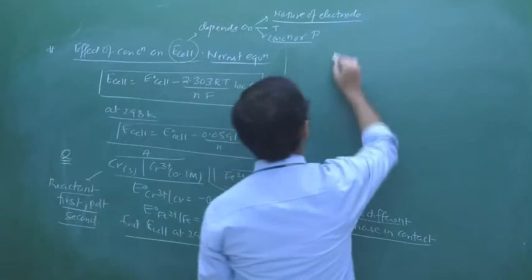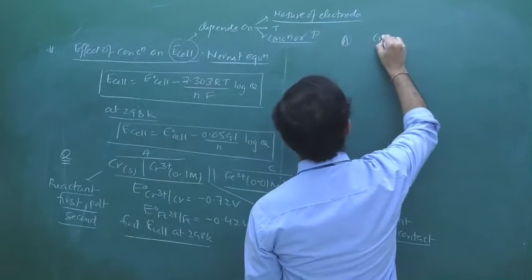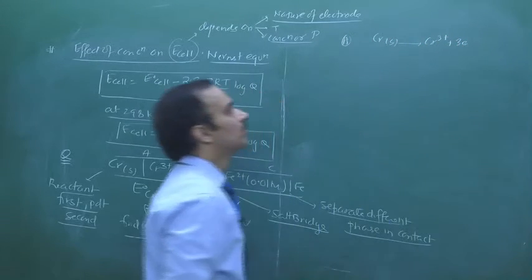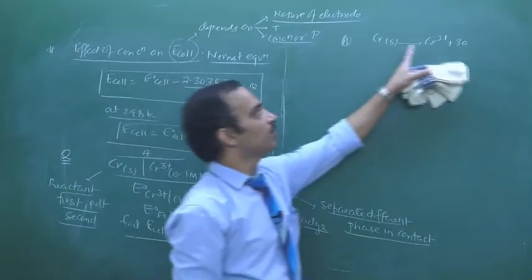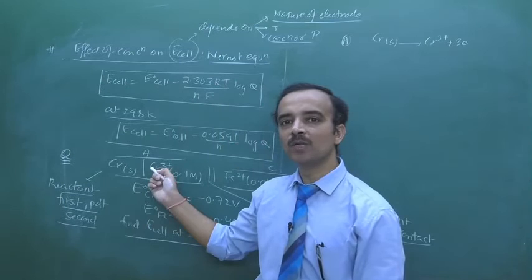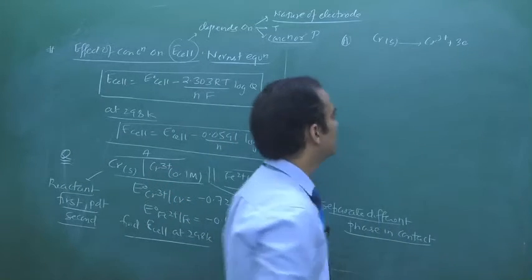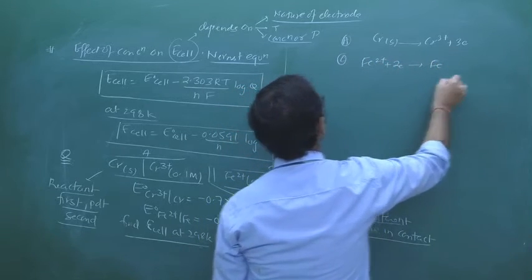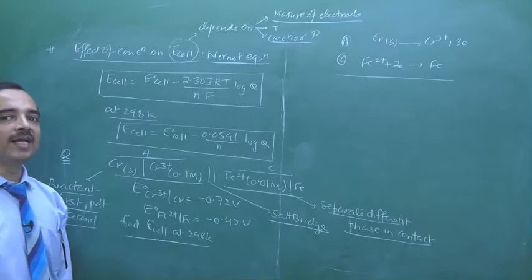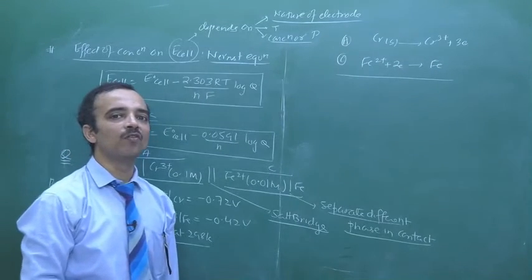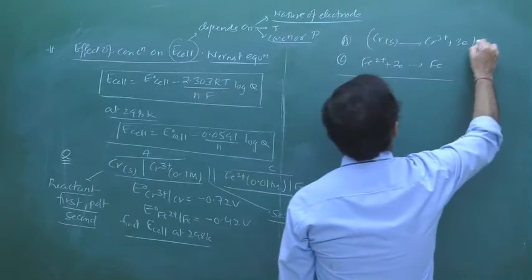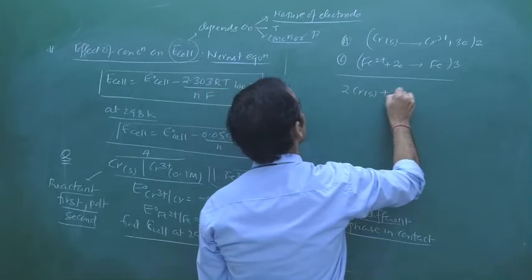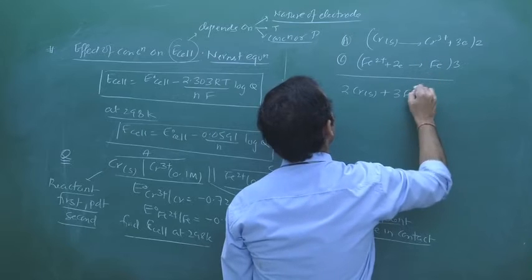So let us write the equation at the anode. At anode we can say chromium. Is it clear? Reactant first, product second. Chromium converting to chromium plus 3. Beta, at anode oxidation takes place. At cathode, Fe plus 2 is reduced to Fe. Now, to find the net reaction, we must equate the number of moles of electrons exchanged. Multiply this with 2, multiply this with 3, and add these.